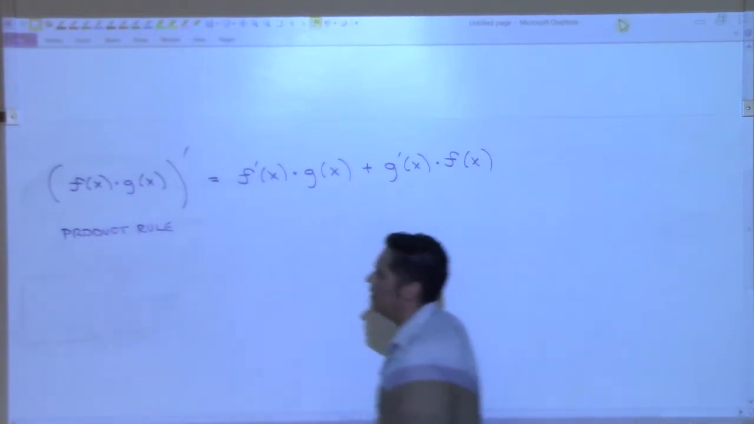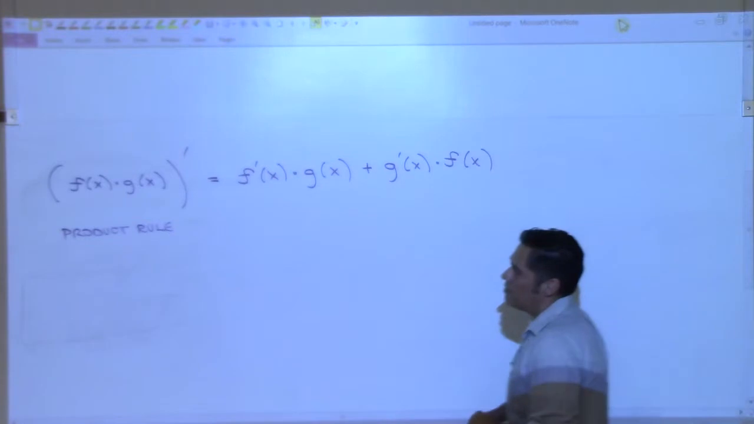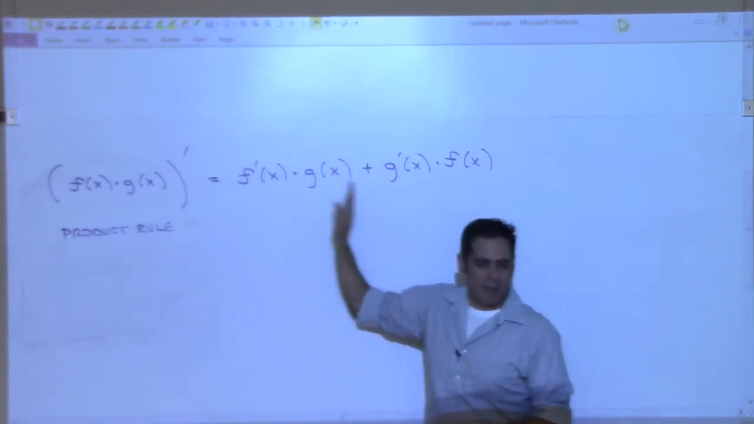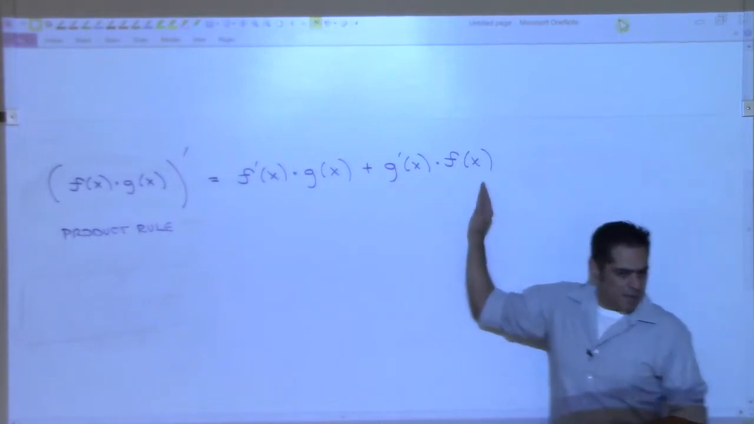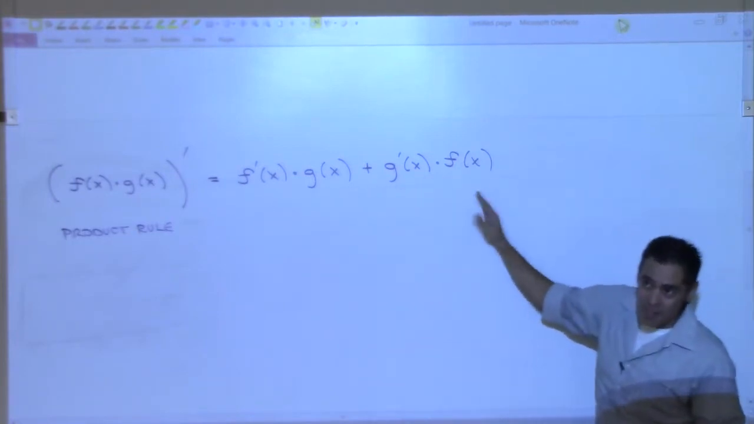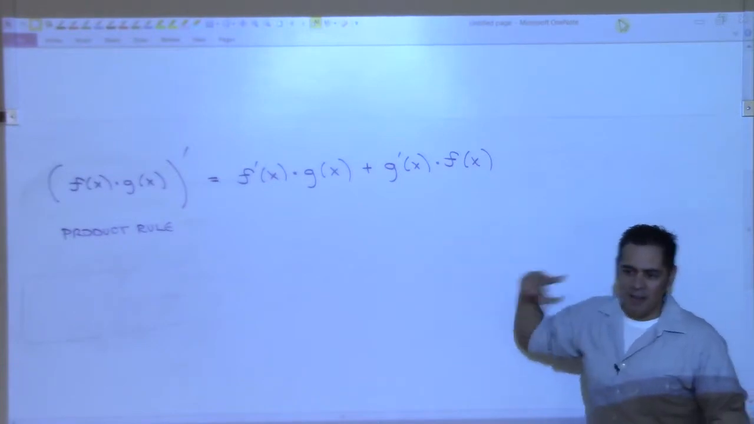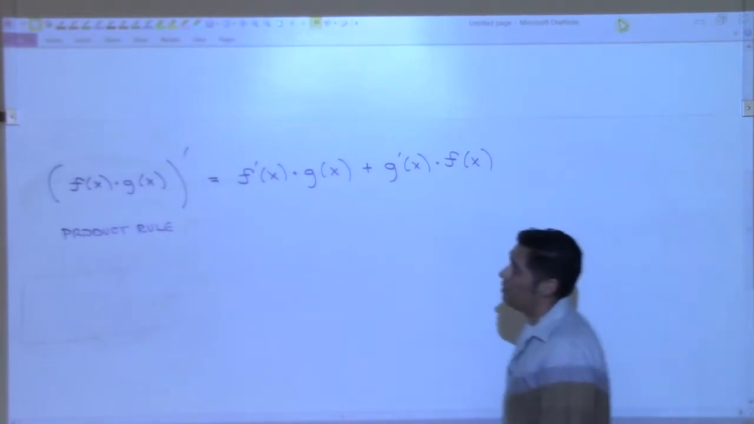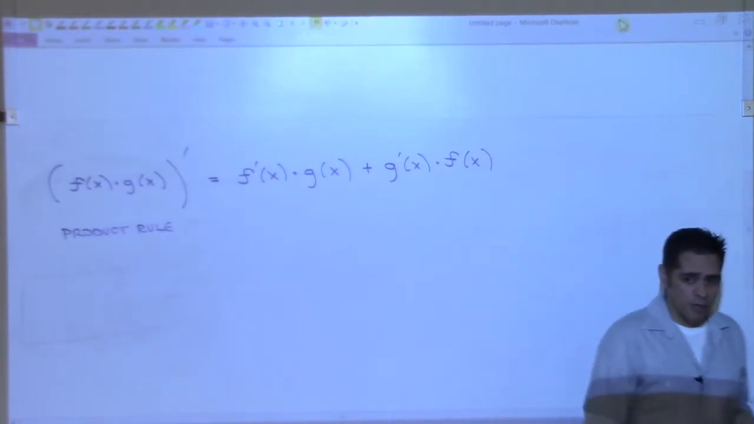So let's say it again. If you have a product, two functions, it will be the derivative of the first times the second plus the derivative of the second times the first. The derivative of the first times the second plus the derivative of the second times the first. Just repeat that 1,000 times tonight, okay? That's your formula.